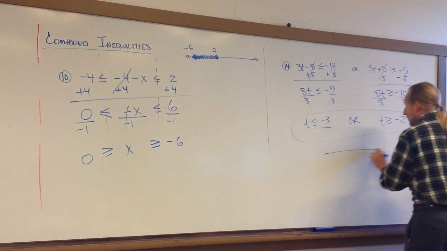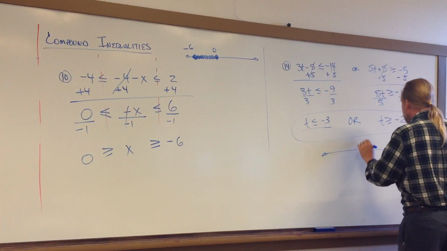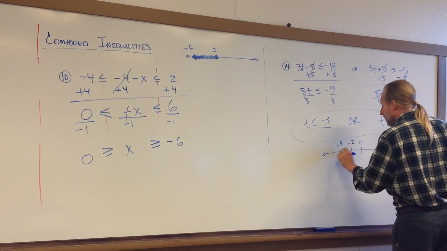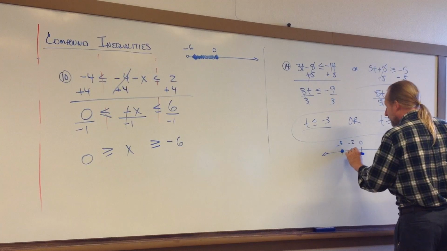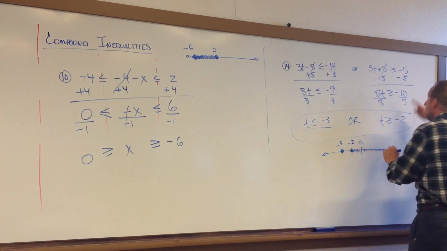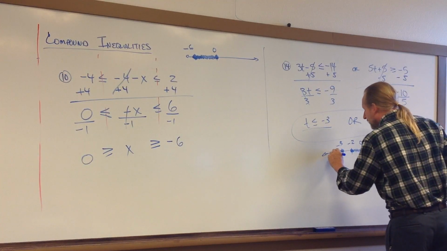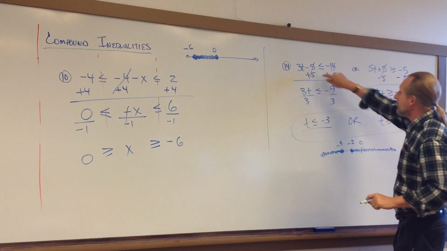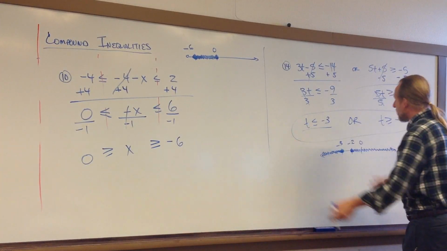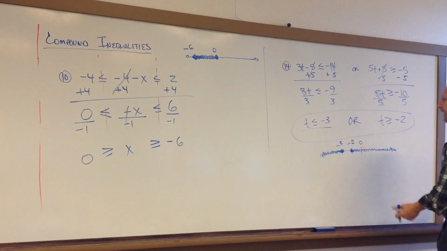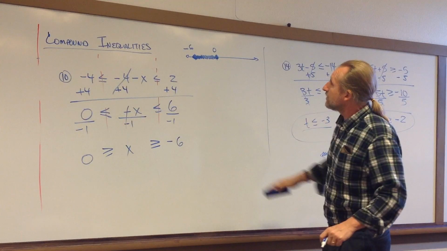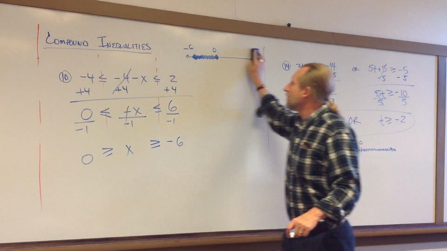In fact, the only numbers that don't satisfy either one of these is just all the numbers between -3 and -2. Everything greater than or equal to -2 satisfies this one, and everything less than or equal to -3 satisfies this one. So there's our answer. t less than or equal to -3 or greater than or equal to -2, and there it is going off in opposite directions. And that's typical of the OR statements. Your AND statements typically will look like that.